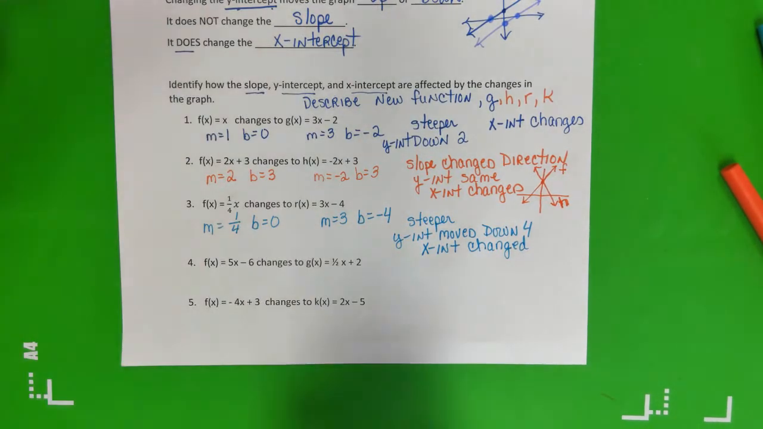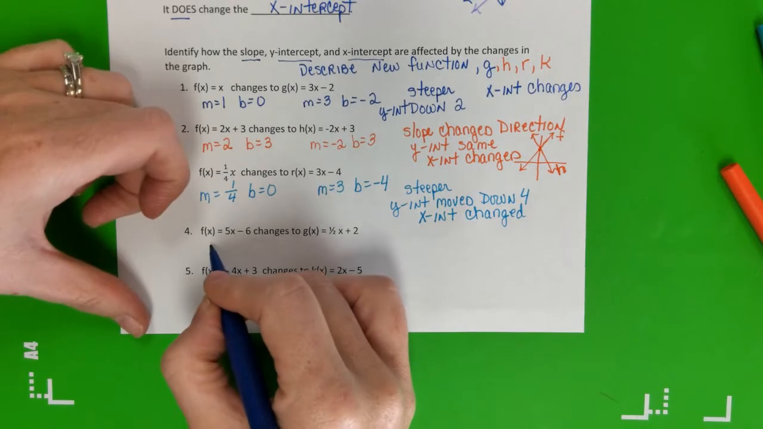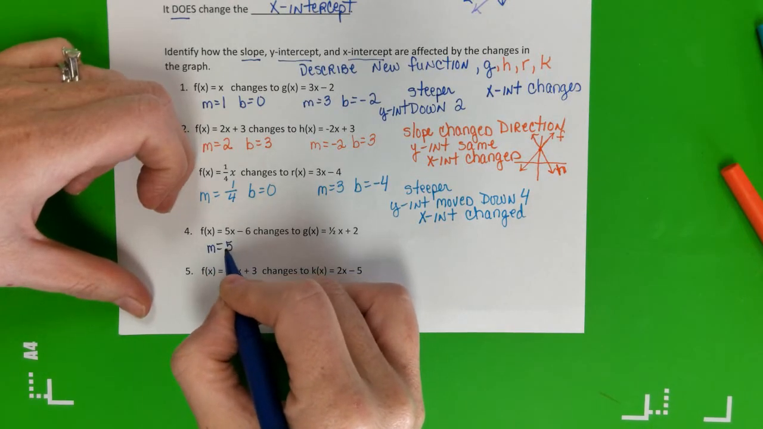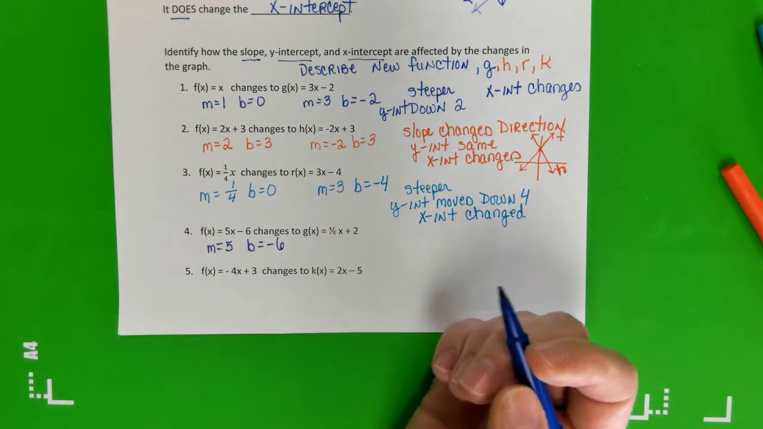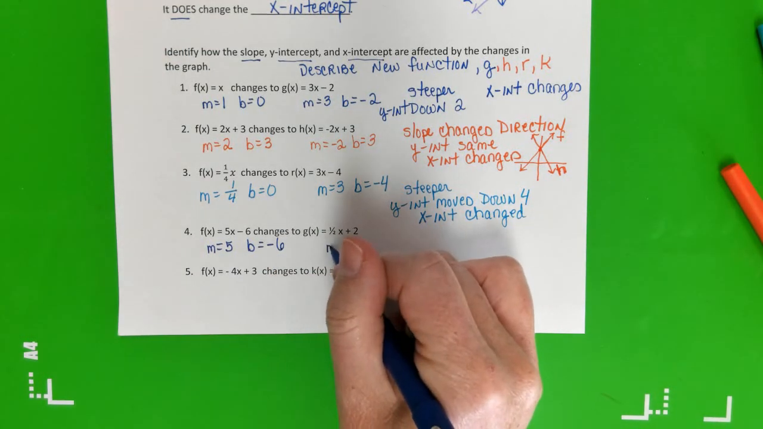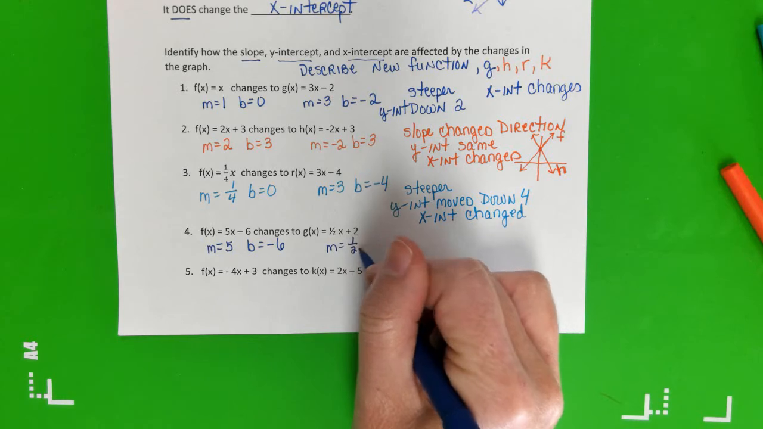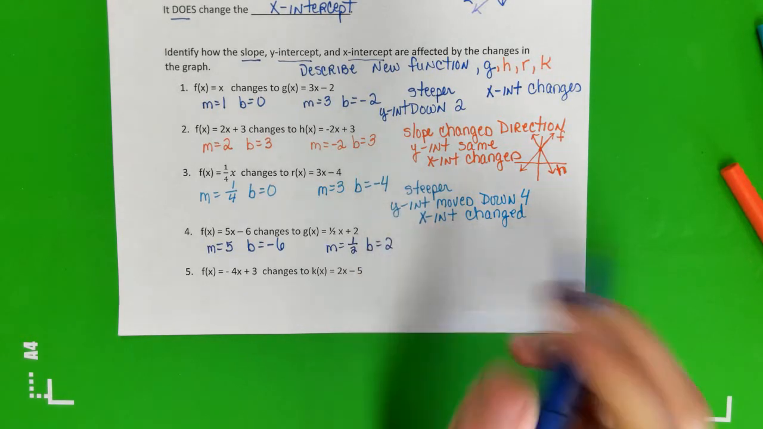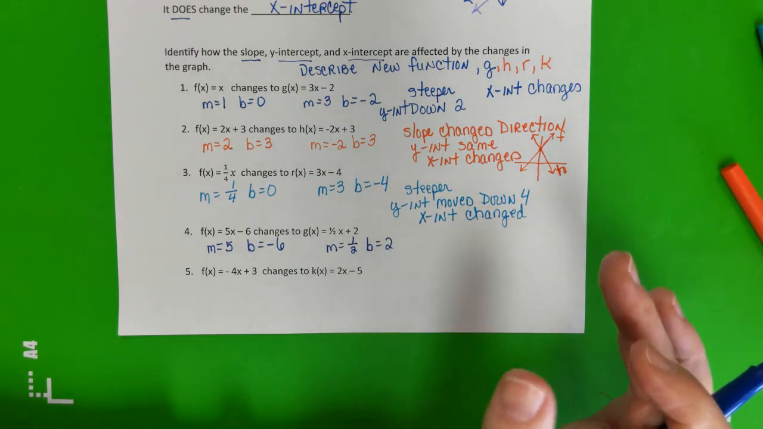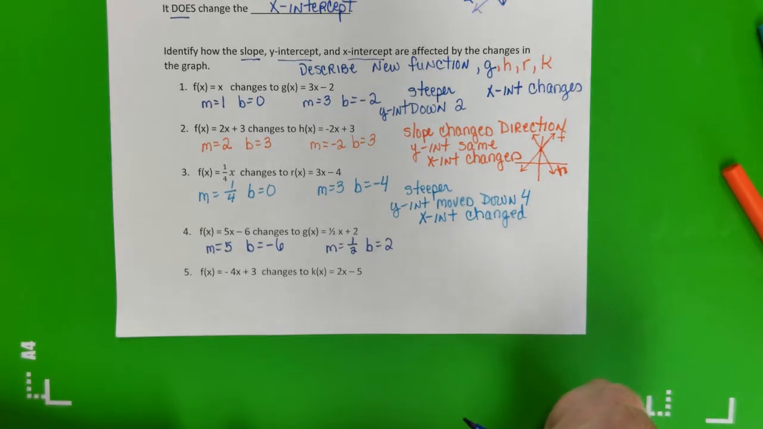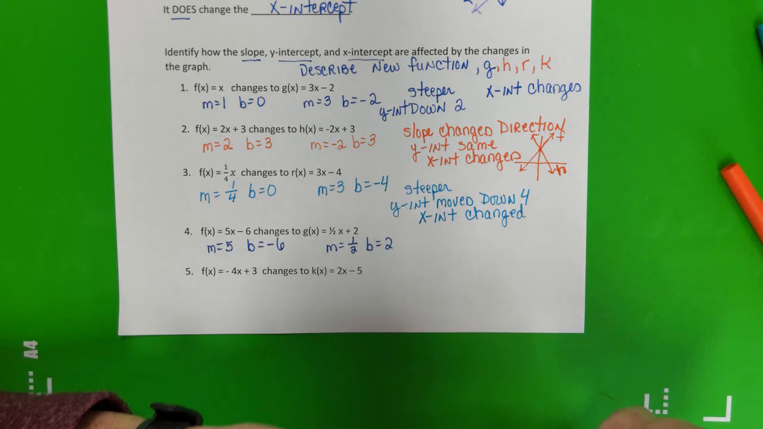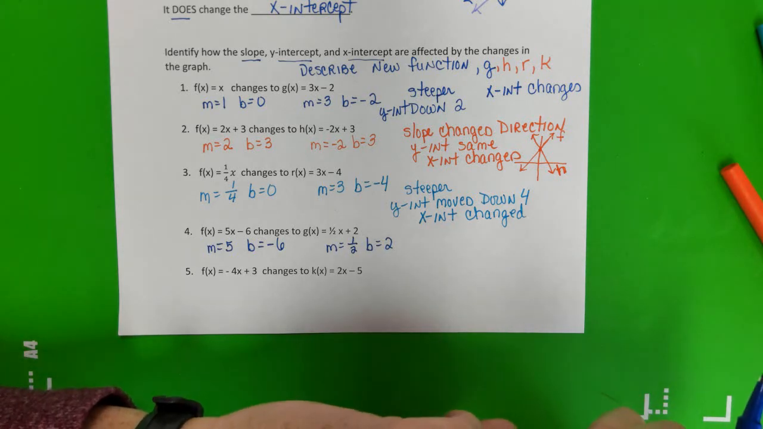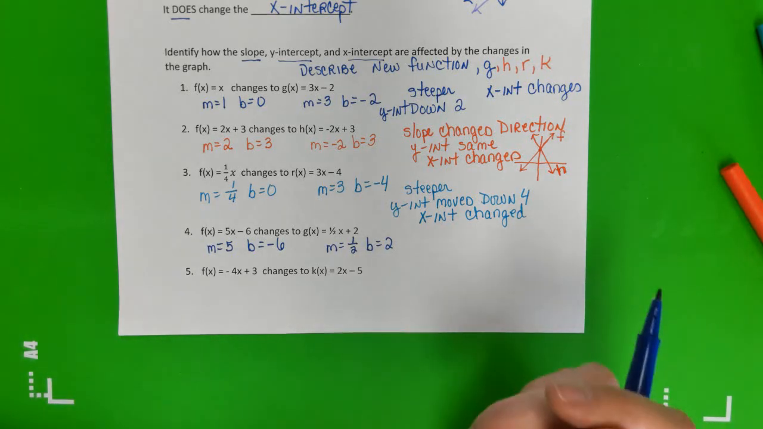Okay, 2 more. If our slope is 5, our y-intercept is -6. In function g, our slope is 1/2. Our y-intercept is 2. Okay, so I want you to just pause for a second, pause the video, and see if you can tell me what happens to the slope, what happens to the y-intercept, what happens to the x-intercept. And then restart the video.